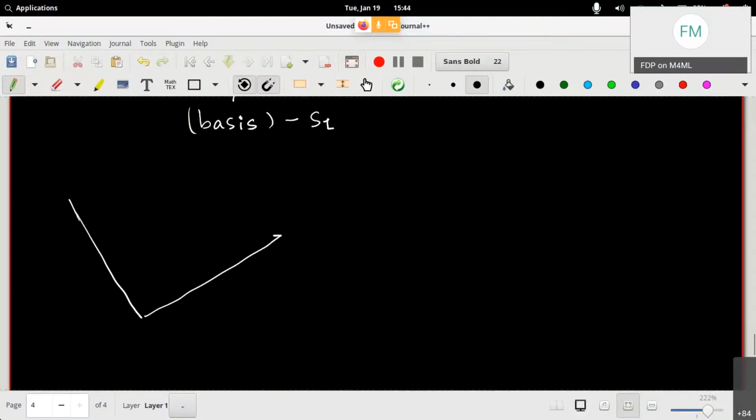They are orthogonal, assuming that they are orthogonal to each other. So we have B1 and B2. We have two vectors B1 and B2. They are orthogonal to each other. And this is my original vector R.